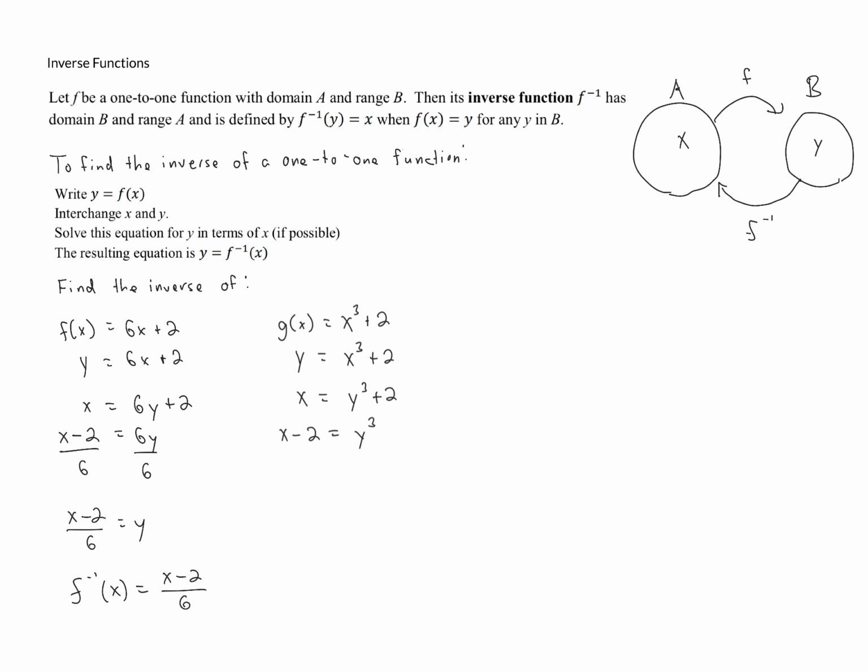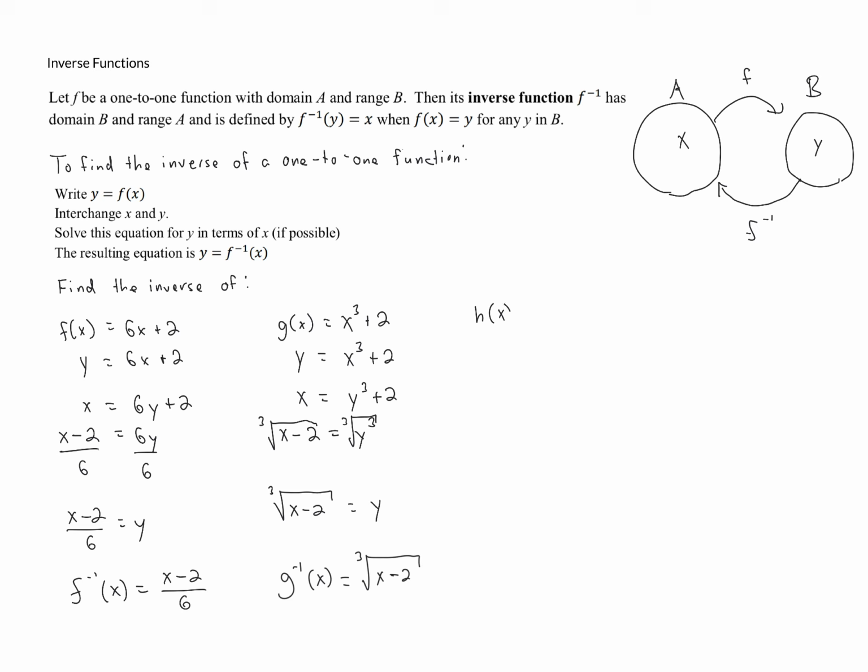And then how do you undo cubing something? You take the cube root. So we're going to take the cube root of both sides. That gives us the cube root of x minus 2 equals y, because taking the cube root of a cube cancels out. And so this is our inverse function, g inverse of x equals the cube root of x minus 2. Let's do one more.